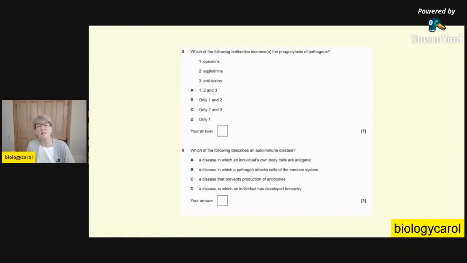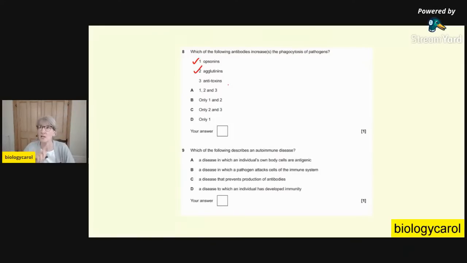Which of the following antibodies increase the phagocytosis of pathogens? Right, well, opsonins certainly do, because those are the ones that grab hold of the antigen, and then the constant region of the antibody that is the opsonin links with the phagocyte, generally a neutrophil. So opsonins definitely. Agglutinins also do, because those are antibodies that can pull together two different antigens. So they create a kind of mesh of pathogen and antibody, which increases phagocytosis. So that one.